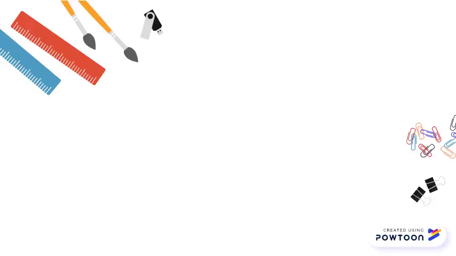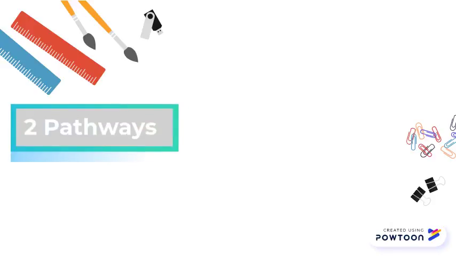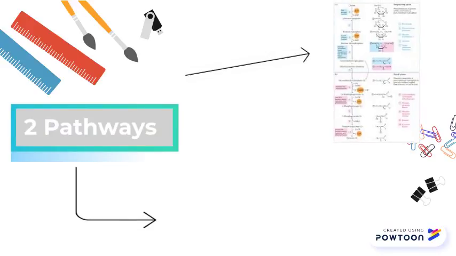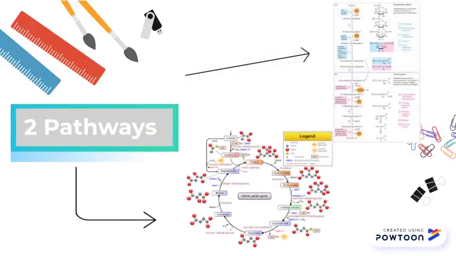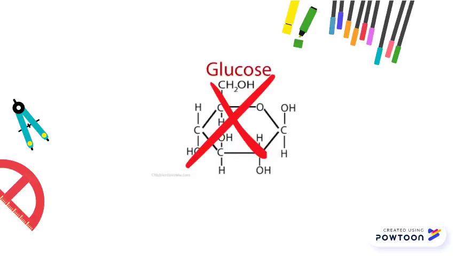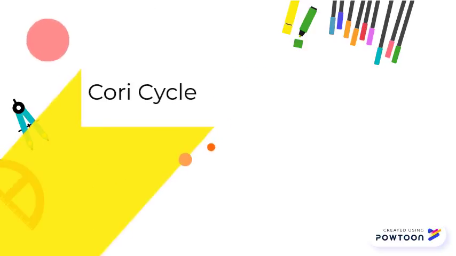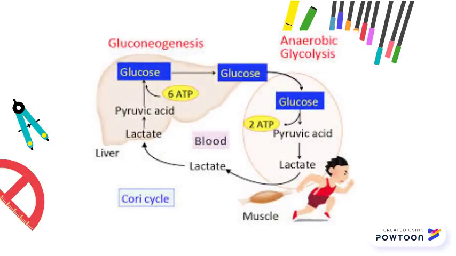We will use two pathways in the metabolism of carbohydrates. The first one is glycolysis, and the second one is the Krebs cycle. But when there is no more glucose in the muscle and anoxia exists, a pathway called the Krebs cycle starts. That is responsible for the conversion of lactate to glucose in the liver.